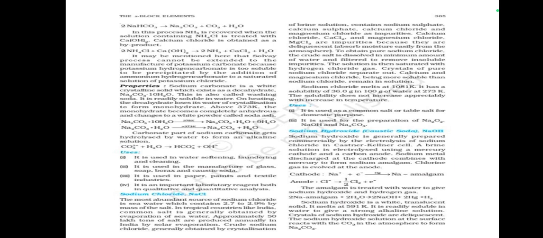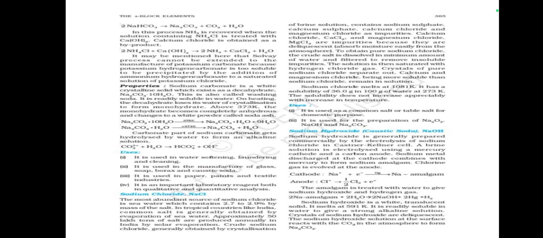The carbonate part of sodium carbonate gets hydrolyzed by water to form an alkaline solution: CO3 2- + H2O gives HCO3- + OH-. It is used in water softening, for laundering and cleaning. It is used in the manufacture of glass, soap, borax and caustic soda. It is used in paper, paints and textile industries. It is an important laboratory reagent both in qualitative and quantitative analysis.